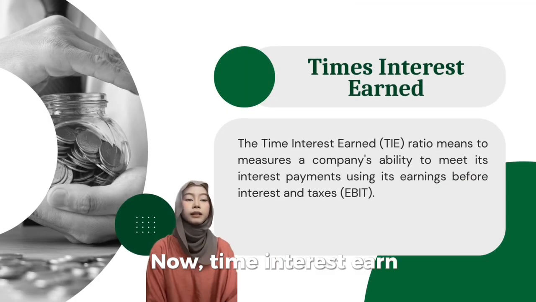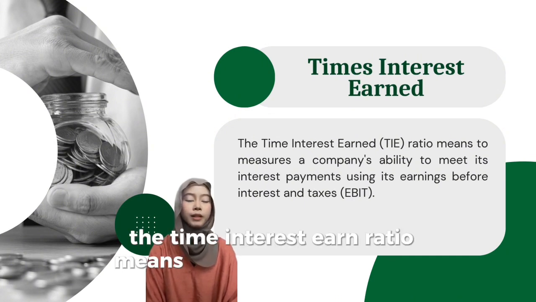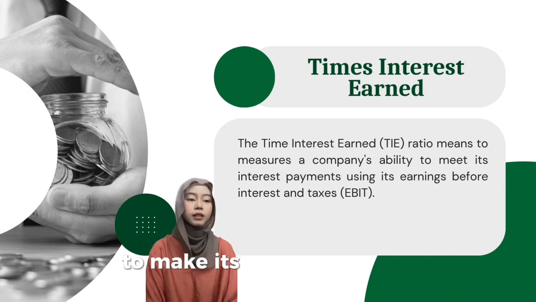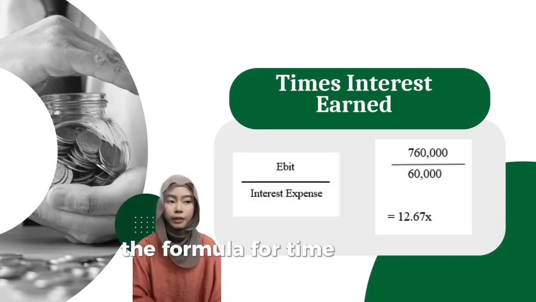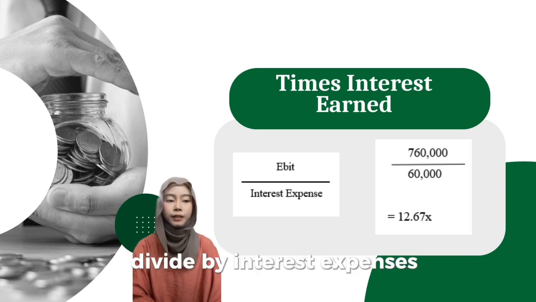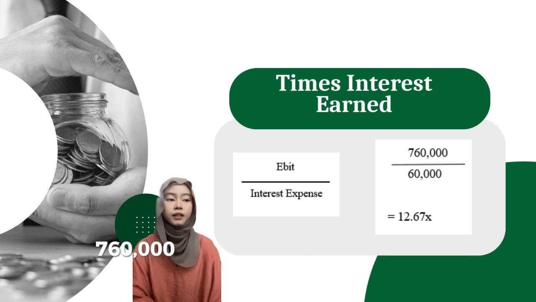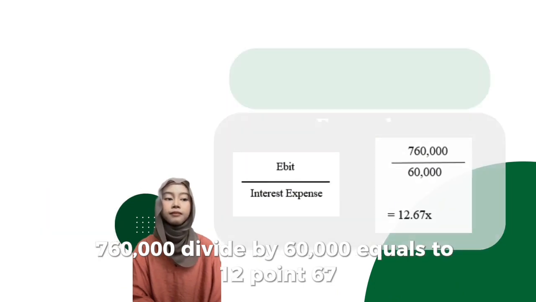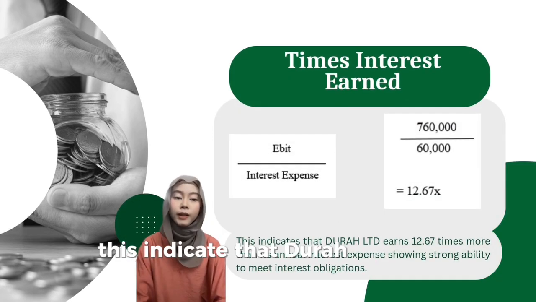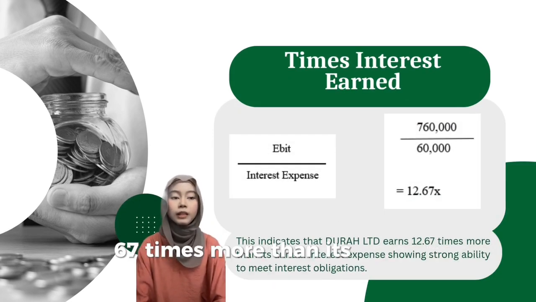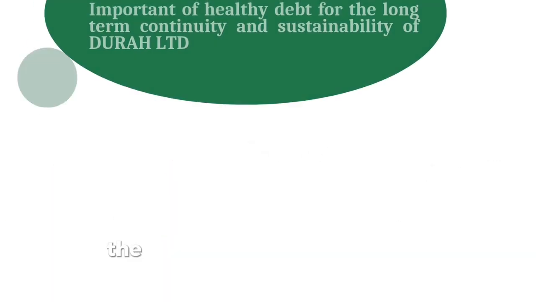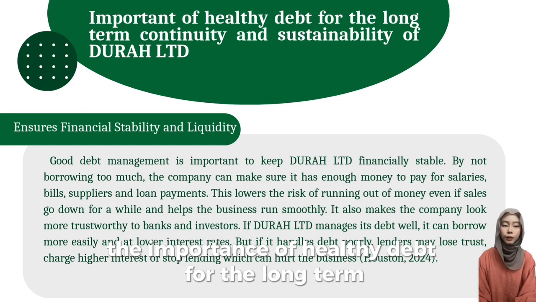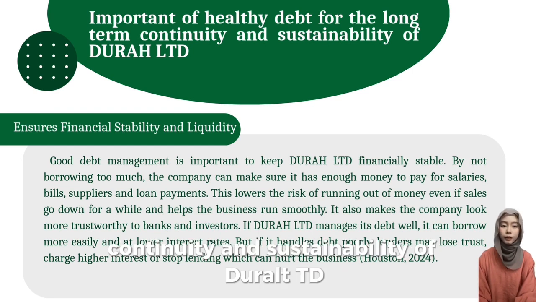Now, time interest earned. The time interest earned ratio measures a company's ability to make its interest payment using its earnings before interest and tax. The formula for time interest earned is EBIT divided by interest expenses. 760,000 divided by 60,000 equals to 12.67. This indicates that Dura Ltd earns 12.67 times its annual interest expense, showing strong ability to meet interest obligation. The importance of healthy debt for the long-term continuity and sustainability of Dura Ltd.